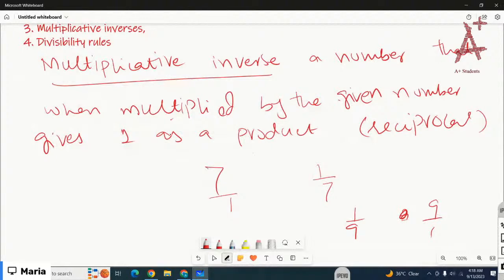So when you multiply them, you can see 7 times 1 over 7. You multiply them, the answer is 1. So basically a multiplicative inverse is a number that when multiplied by the given number gives 1 as a product. So when you multiply two numbers, you get the answer 1. That means that is the multiplicative inverse, right?